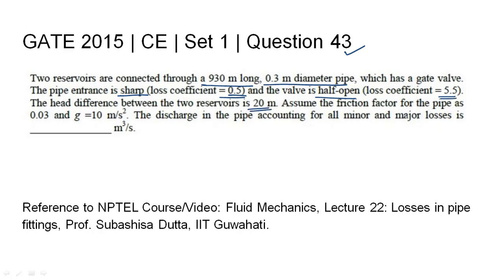Assume the friction factor of the pipe as 0.03 and g equals 10 meter per second square. The discharge in the pipe, accounting for all minor and major losses, needs to be found in meter cube per second. The relevant NPTEL reference has been listed.